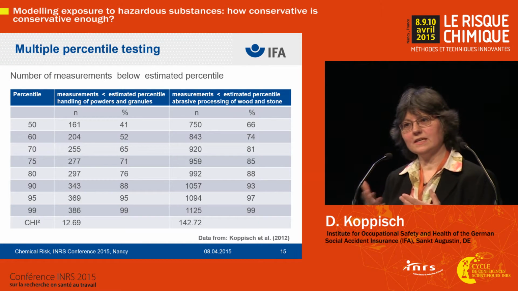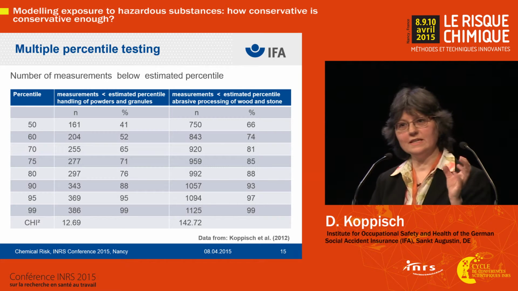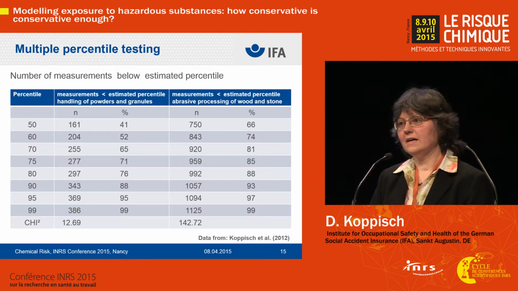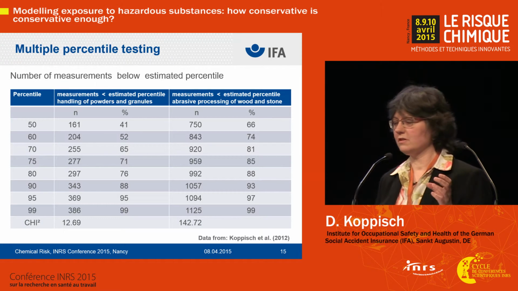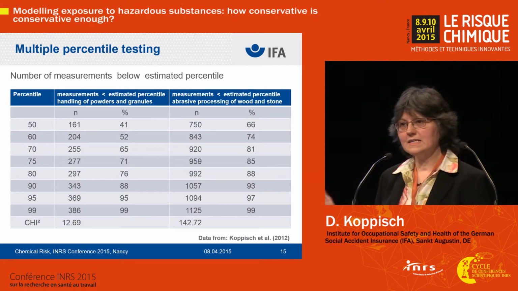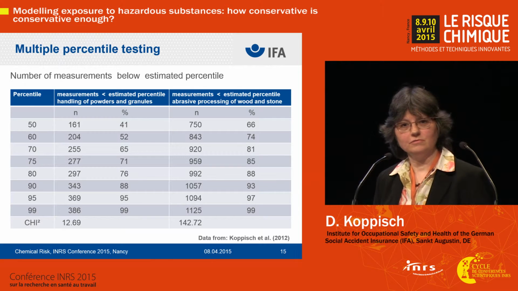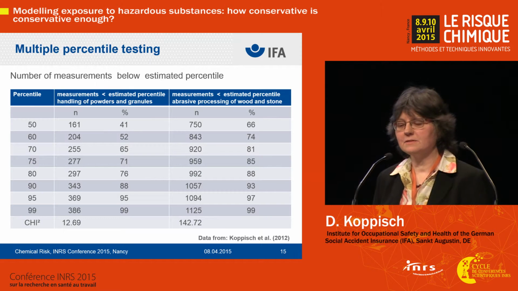And I tried this method with data from the validation study that we did with the MEGA data and the Stoffenmanager model. And I have now two of the algorithms used in Stoffenmanager. On the left side, you see the results for the algorithm for the handling of powders and granules. So these are tasks like filling, mixing, cleaning tasks, so cleaning of dust. And on the right side, we have abrasive processing of wood and stone. So sawing, cutting, grinding, things like that.